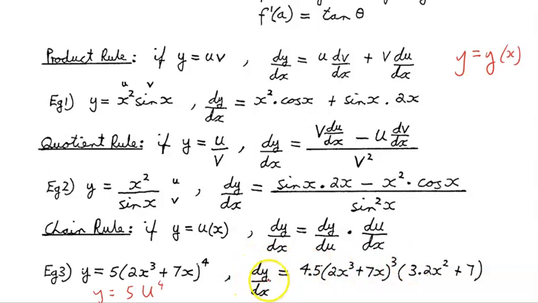So dy dx becomes 4, the power of 4 taken out front, times the whole thing, 5 parentheses 2x cubed plus 7x, to the power of 3 now, reduced by 1, times the derivative of everything inside the parentheses, because we called that u and we need dy du. That's this bit here. Then we need to go inside the parentheses, du dx. So we differentiate u. The derivative of 2x cubed becomes 3 times 2, 6x squared, plus the derivative of 7x, which is just 7, so we get plus 7.